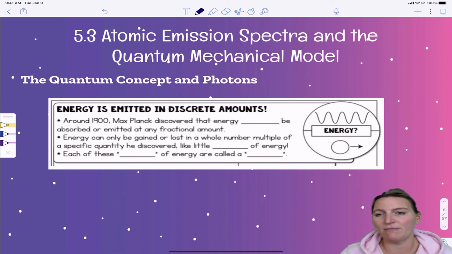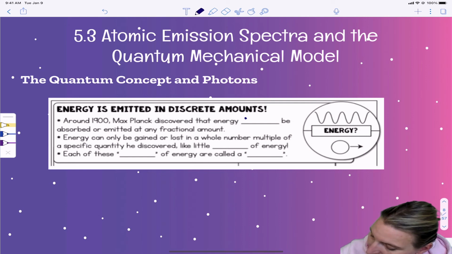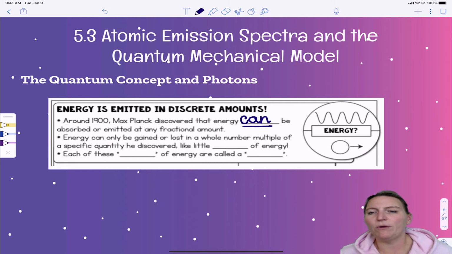And that started with a man named Max Planck. And he discovered that energy can be absorbed or emitted in any fractional amount. And that's sort of weird. When we think about energy being absorbed, we think, sure, energy can be absorbed. I can heat up water and you can see the thermometer go up and up and up. And if you were to stick a thermometer in a cup of water as it was being heated, you would see that it would steadily go up.